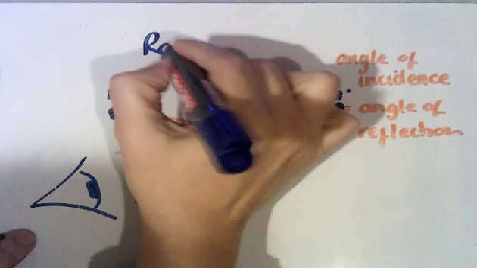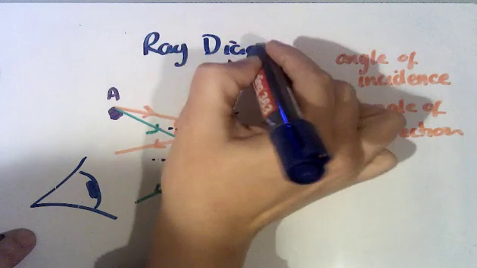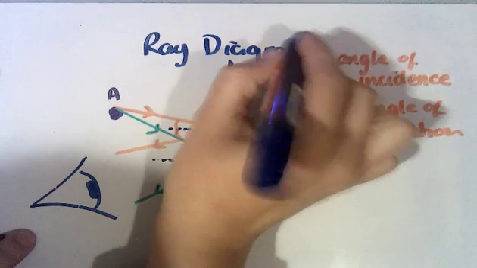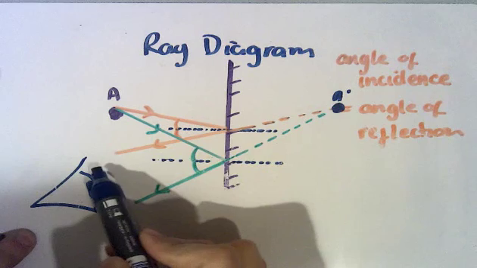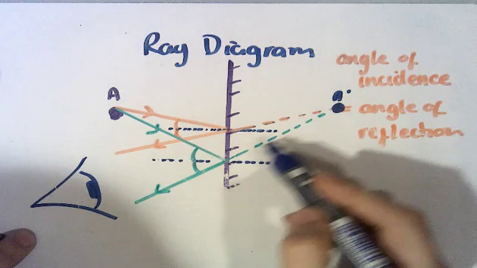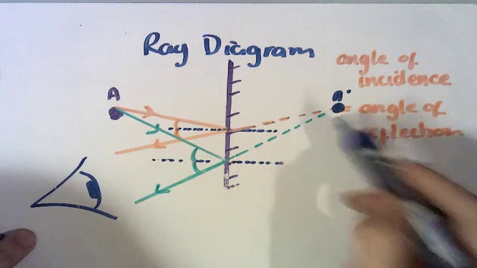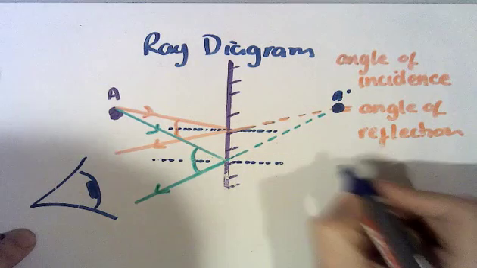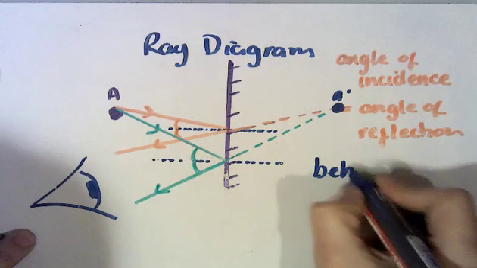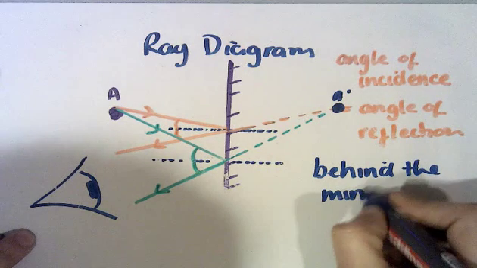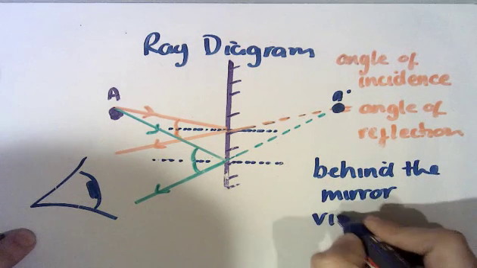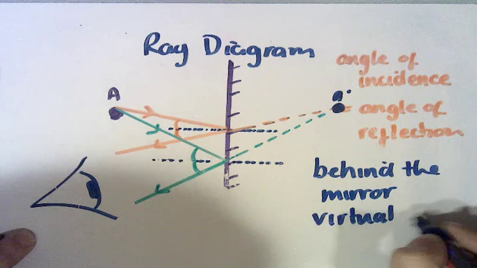This is what we call a ray diagram, because we're showing the incident rays and the reflected rays, and we're showing the virtual part of the image here. So because it is behind the mirror, it's a virtual image.